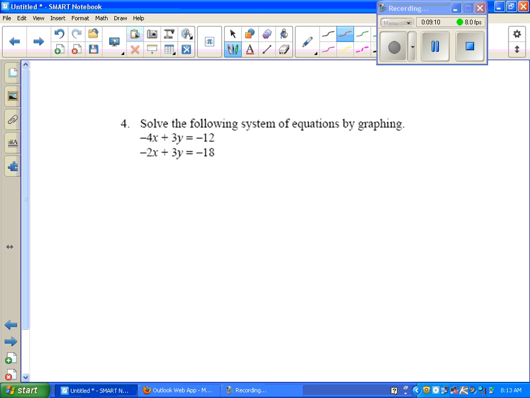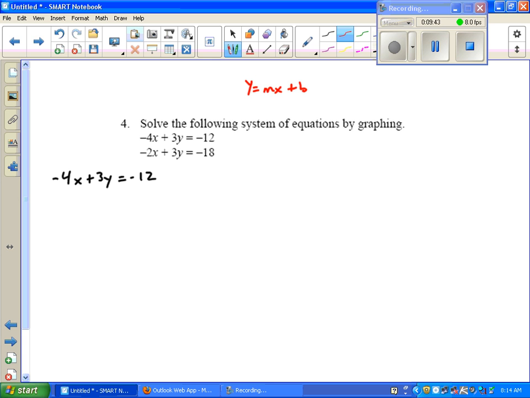Number 4, it says solve the following system of equations by graphing. Now, if you were to graph these, especially when you're freehanding it, it's going to be kind of tough. But this is how we're going to do it if you do graph them. You need to make sure you put it into a form that you can graph. So if you look at the first equation, negative 4x plus 3y equals negative 12, you want to get something that you can graph, y equals mx plus b. Remember, that is slope-intercept form, y equals mx plus b.